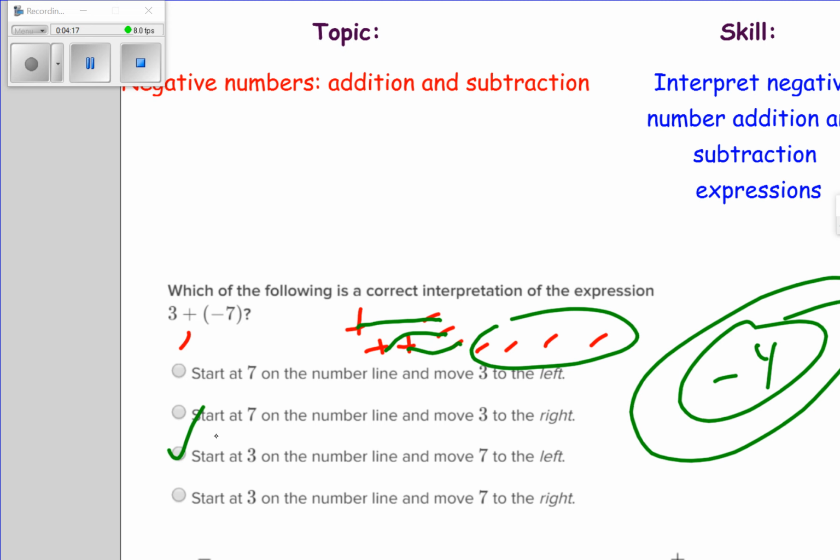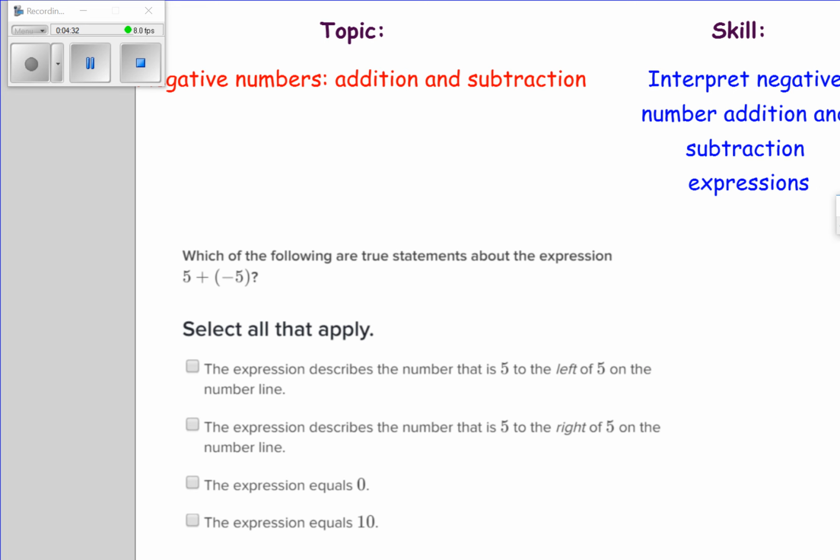And I'm just going to try the last one just to make sure. Start at 3 on the number line, move 7 to the right. That definitely is not going to bring me to -4. So that's the correct answer there, the third choice. Let's try one more. I think there's only one more.